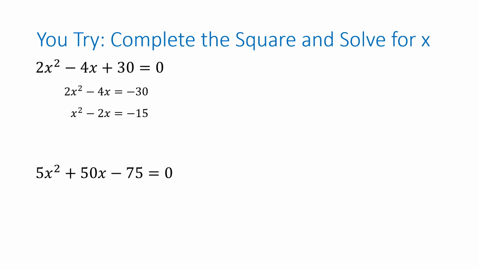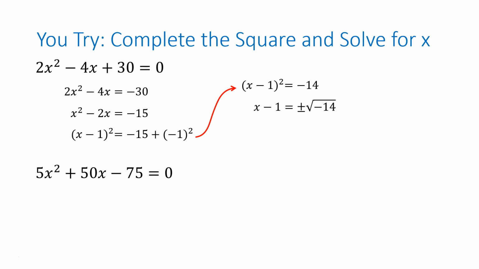That's our normal completing the square pattern, so we can complete the square and get x minus 1 squared equals negative 15 plus negative 1 squared. Negative 1 squared is positive 1. Negative 15 plus 1 is negative 14. So we get x minus 1 in parentheses squared equals negative 14. We take the square root of both sides and add a plus or minus to the right-hand side, and we get x minus 1 equals plus or minus the square root of negative 14.